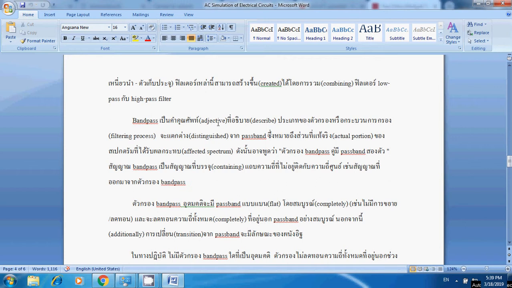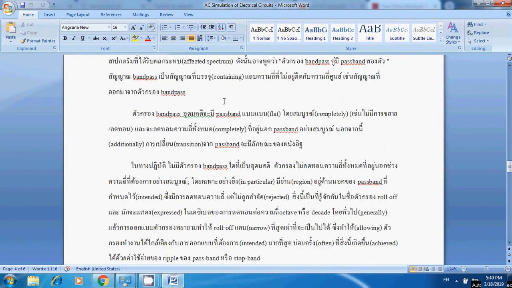Bandpass is an adjective that describes the type of filter or the filtering process, which distinguishes it from passband. In this case, passband means the actual portion of the spectrum that is affected. So we can say that the bandpass filter has two passbands, and the passband signal is the signal containing the bandwidth that's not adjacent to zero frequency. For example, it's the signal that comes out from the bandpass filter.